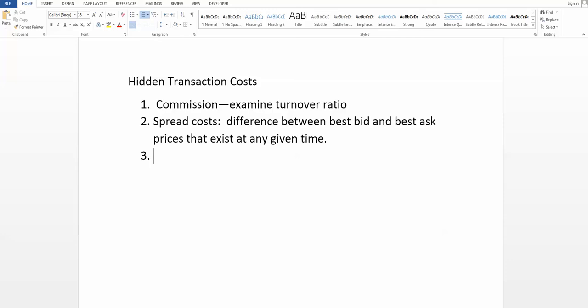The third hidden transaction cost is called the market impact price. Or they actually call it the market impact cost in the book. So let's say, and I've actually already alluded to it, that I'm trying to sell 50,000 shares.